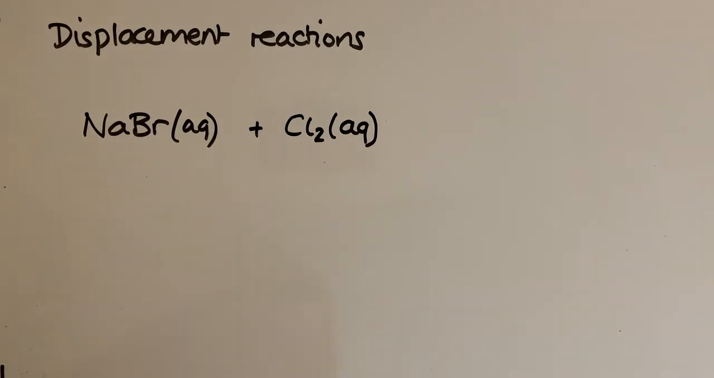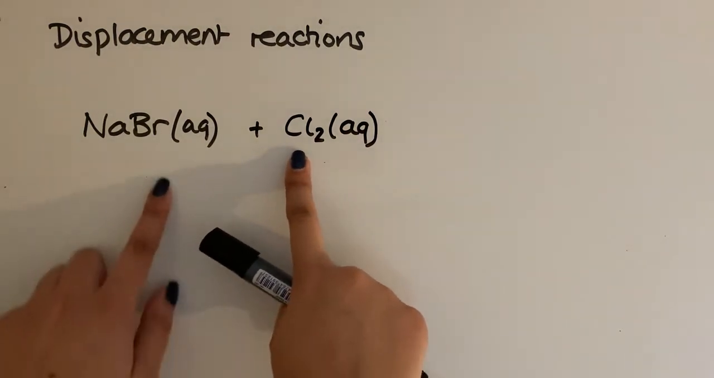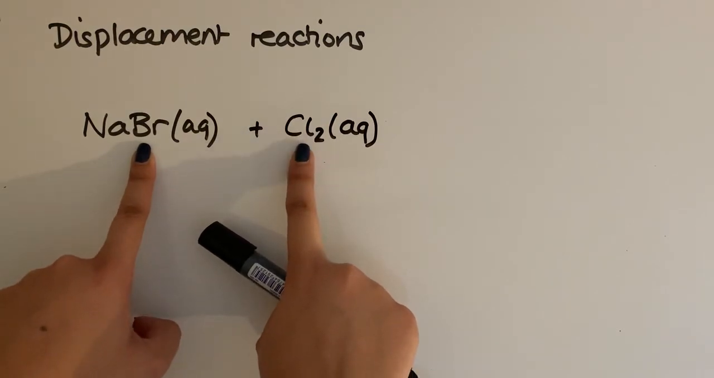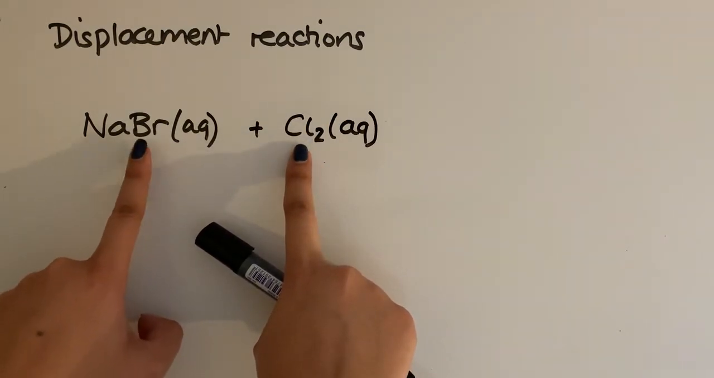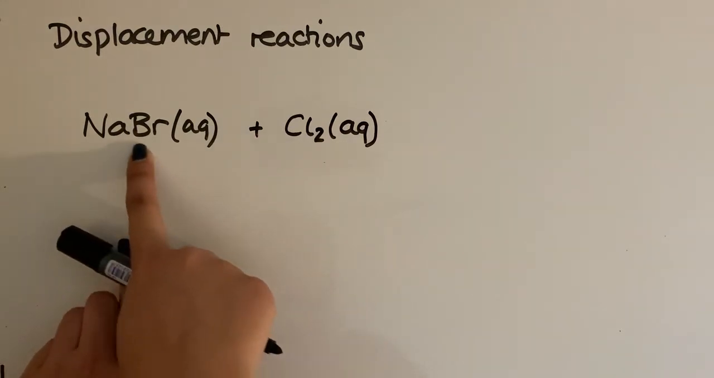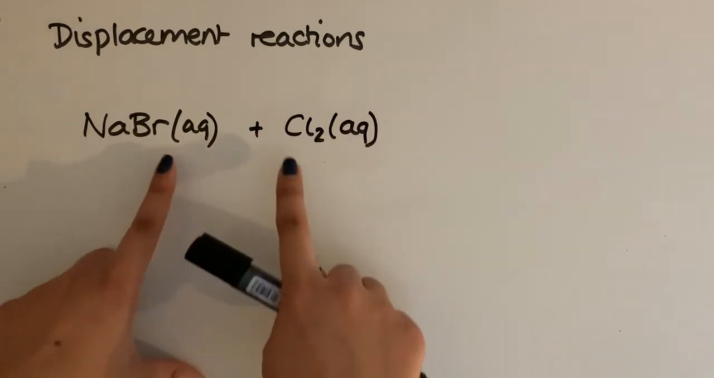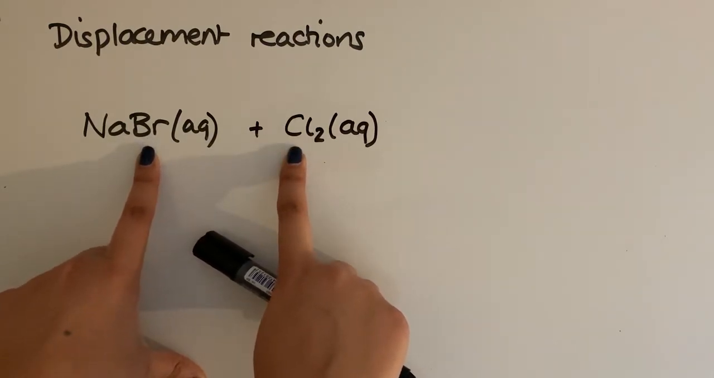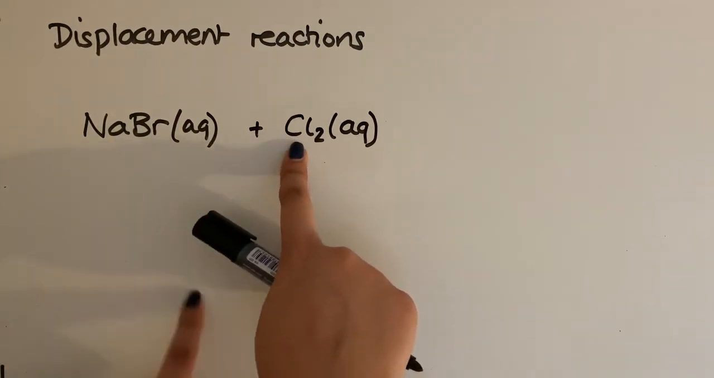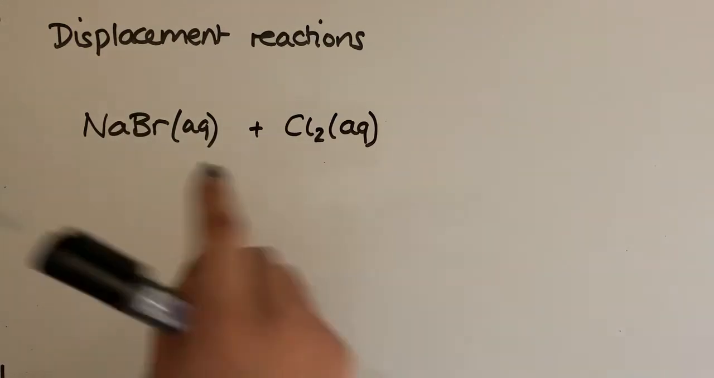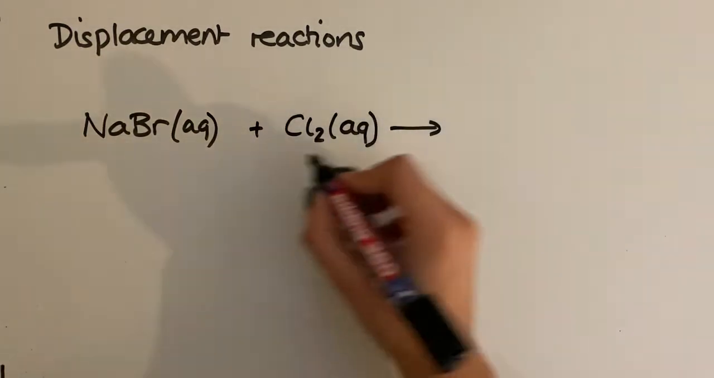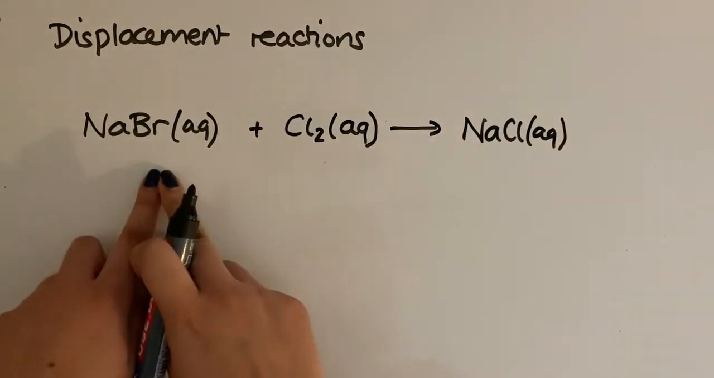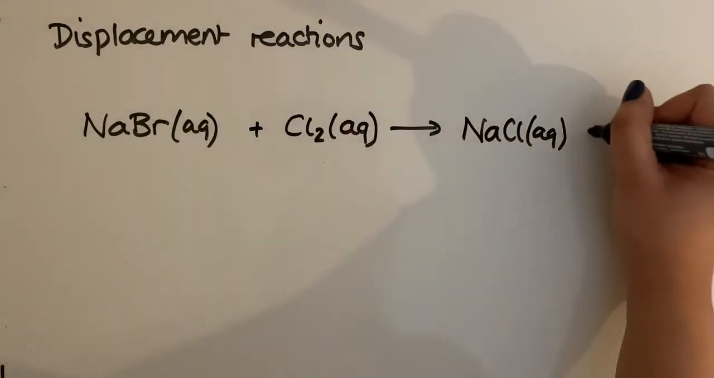Okay, the thing to know here is that this is the halogen, this is the halide, so this is Br minus here. If the halogen is more reactive than the halide, it will displace it in the compound. Okay, so over here we've got chlorine, which is above bromine in the periodic table, and therefore it's more reactive. So here chlorine will displace bromine, or bromide, sorry. So we'll then end up with NaCl. And because it's kicked it out, bromine is then going to be by itself.